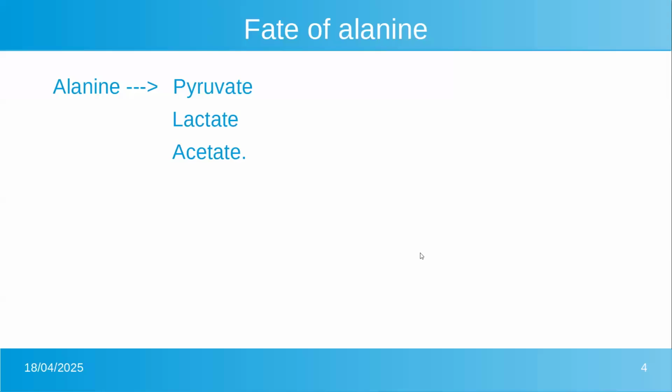Alanine, as we all know, gets transaminated to form pyruvate. And we read in carbohydrate metabolism that pyruvate can form lactate and pyruvate can form acetate. Phenylalanine also follows a similar process. Phenylalanine gets converted to phenyl pyruvate, phenyl lactate, phenyl acetate. So we need to understand this because for understanding phenylketonuria, this concept will be very important.